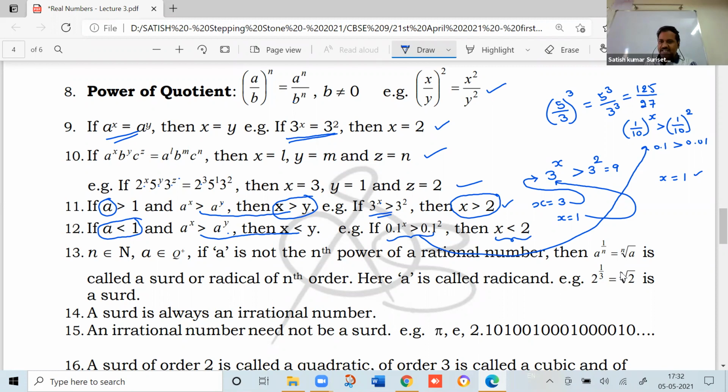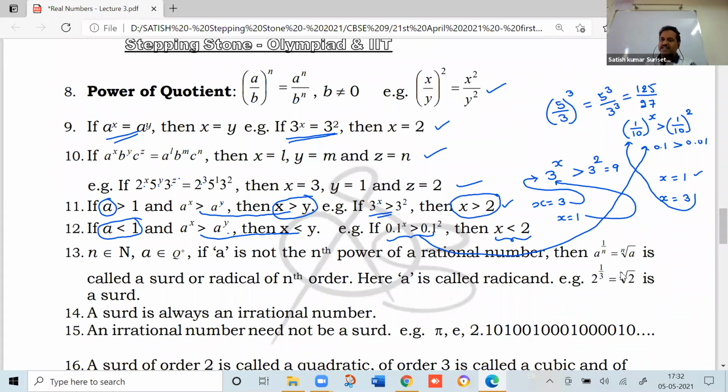Now let us take x equal to 3. When I take x equal to 3, 1 by 10 whole cube. What is 1 by 10 whole cube in terms of decimal? 0.001. Now, is this greater than 0.01? No, 0.001 is not greater than 0.01. That means x must be less than 2 only, not x greater than 2 onwards.